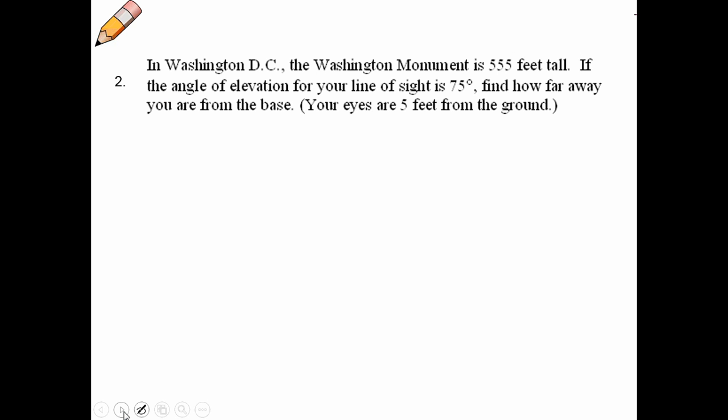All right, let's take a look at another example. This one takes us on a journey to Washington, D.C. So in Washington, D.C., the Washington Monument is 555 feet tall. If the angle of elevation for your line of sight is 75 degrees, how far away are you from the base? So let's draw a rough sketch again.